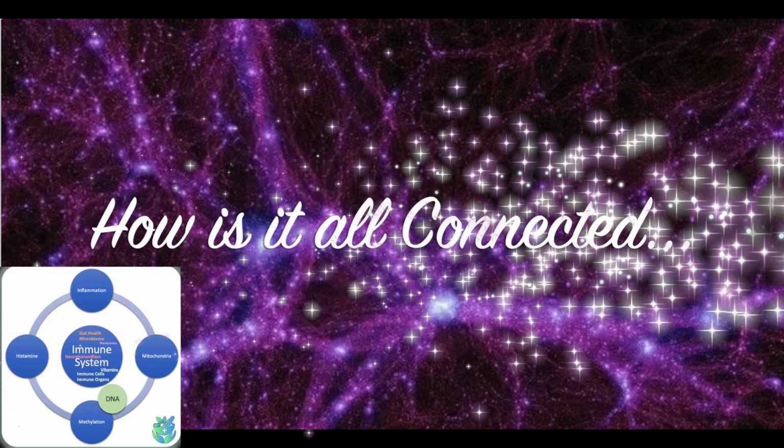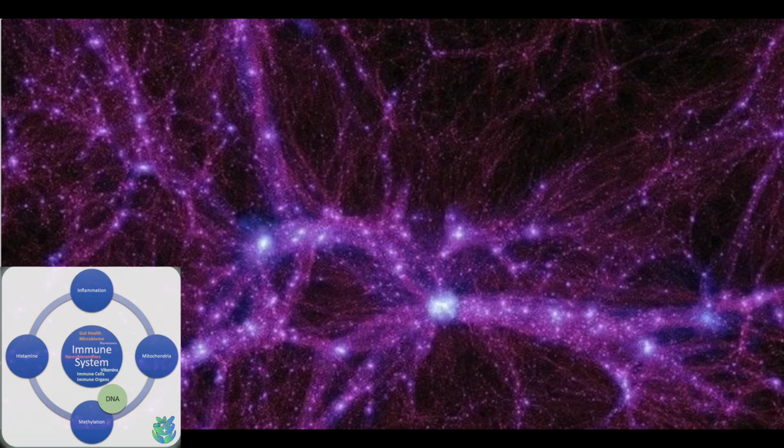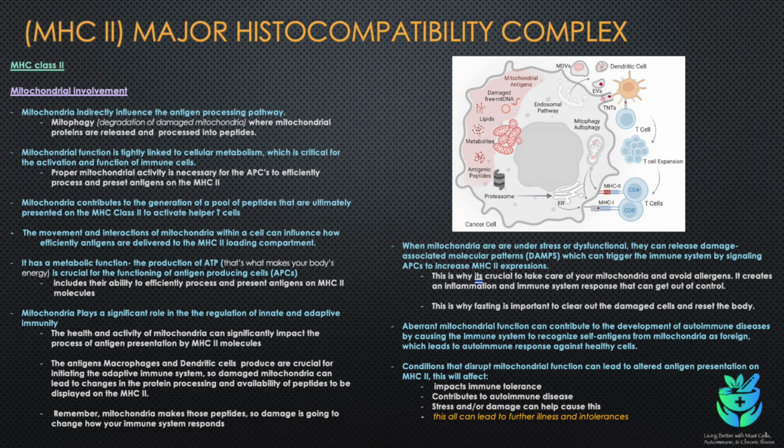It's that time again for How Is It All Connected? So the MHC class II plays a part in mitochondria. Mitochondria indirectly influence the antigen processing pathway. Mitophagy is a degradation of damaged mitochondria, where the mitochondrial proteins are released and processed into peptides. Mitochondrial function is tightly linked to cellular metabolism, which is critical for the activation and function of immune cells. Proper mitochondrial activity is necessary for the APCs to efficiently process and present antigens on the MHC class II.